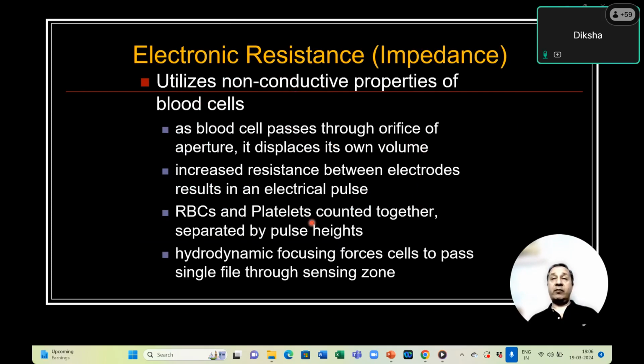Depending upon the number of pulses, you are able to count the number of cells, and at the same time, depending upon the volume of the pulse, you are able to generate what size of the cell had actually passed through. More importantly, there is also something called hydrodynamic focusing, which allows the cells to pass in a single line so that we don't have recurring events coming for counting.